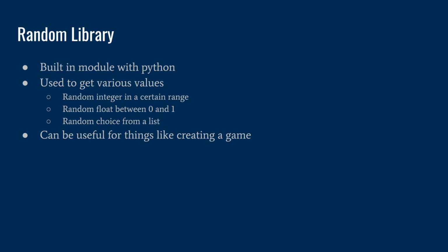And in the random library's case, it's used to get various values, such as random integers in a certain range, random float numbers between 0 and 1, and it can even be used to get a random choice from a list. The random library can be really useful as well for things like creating a game or any other instance when you want something randomized, such as choose a random color or a random name from a list.